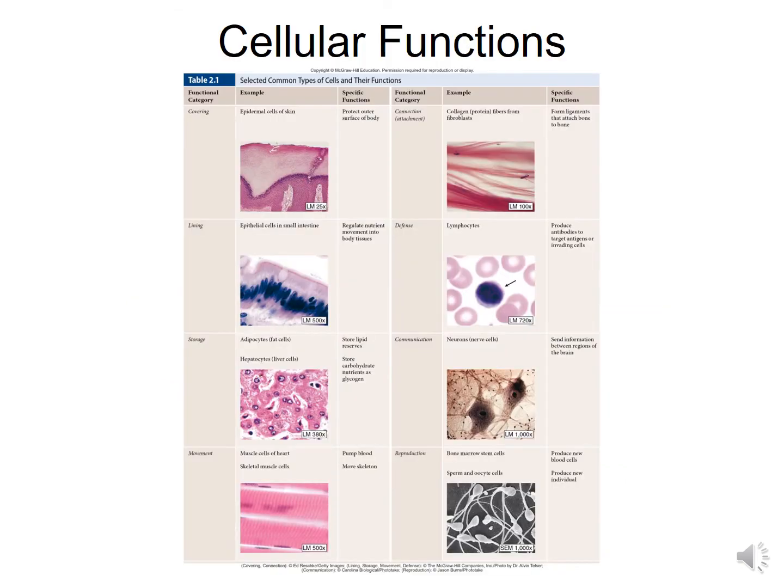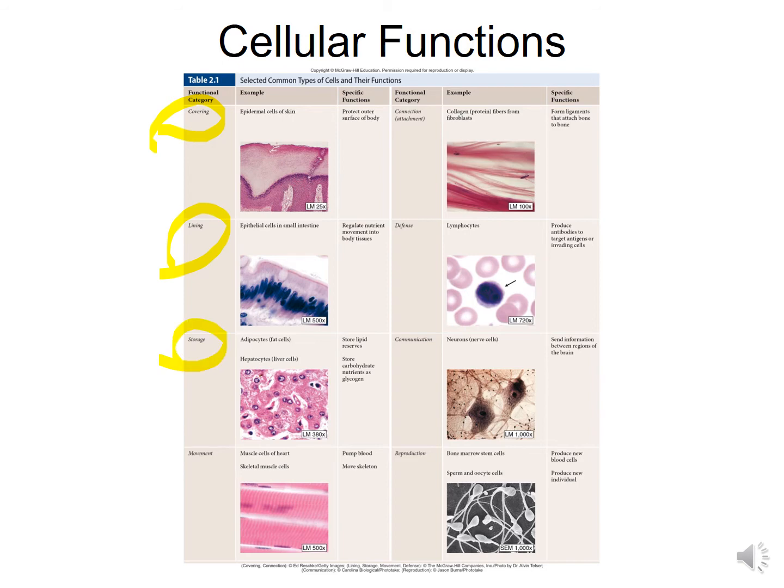Now, it's important in anatomy to understand that form defines function. So let's talk about some of the different functions of our cells. Covering is one of them. Epithelial cells, for instance, form sheets and cover surfaces, such as our skin, which is made up of epithelial cells. Then we have lining. Here again epithelial cells line the internal surfaces of our organs, for example the esophagus and small intestine.